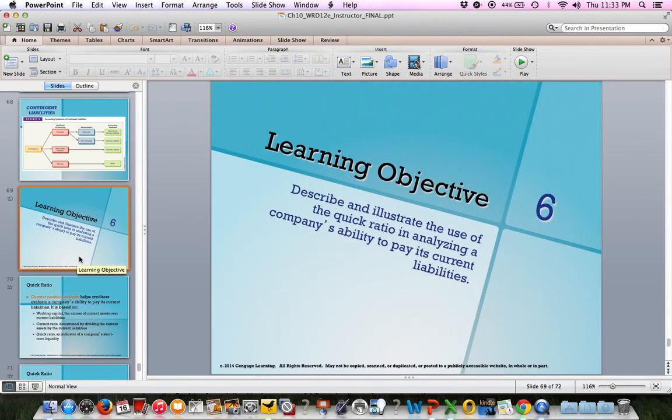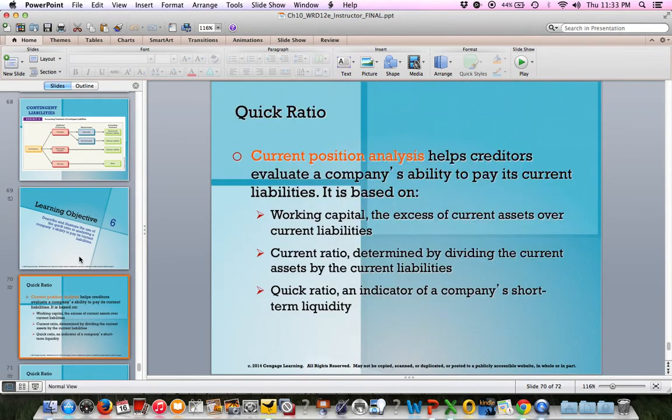Then finally, we'll talk a little bit about the quick ratio. The quick ratio is current position analysis. It helps creditors evaluate a company's ability to pay current liabilities with current assets. It's based on working capital, which is the excess of current assets over current liabilities. It's called your working capital. Be aware of that term. The current ratio is determined by dividing current assets by current liabilities. So know what the current ratio is: current assets divided by current liabilities.